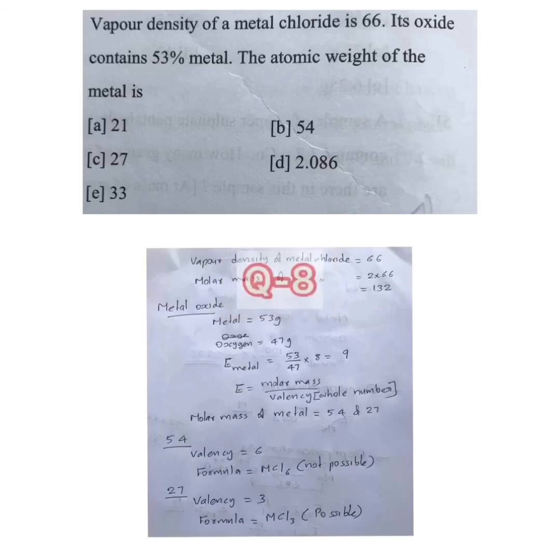Since the vapor density of metal chloride is given, the molar mass, that is 2 into vapor density, can be calculated: 132. If the metal oxide contains 53% metal, then 47% oxygen, so the equivalent mass of metal can be calculated, that is 9. Since valency is a whole number, the atomic mass of the metal can only be 54 or 27 from the options. If the atomic mass is 54, the molecular formula of the metal chloride will be MCl6. Its molar mass cannot be 132. If it is 27, the formula is MCl3 and the molar mass will be 132.